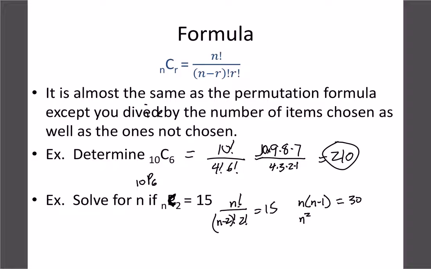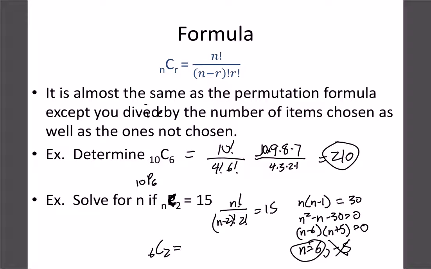So now we could FOIL this out, so we'd have n squared minus n minus 30 equals 0. So our factors would be n minus 6 and n plus 5. So that means our solutions would be 6 and negative 5. The negative doesn't make sense, so 6 should be the right solution. So 6C2, if you do that on your calculator, you should get 15 for a solution.